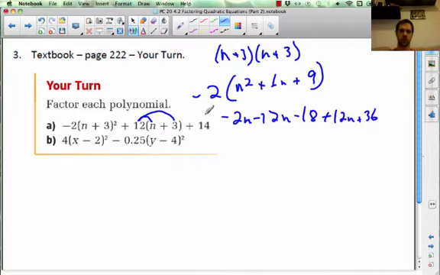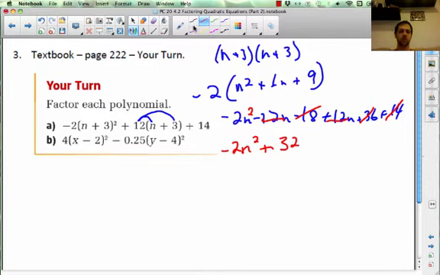And then finally, plus 14. Now we need to group all of our like terms, and there are no other squared terms, so minus 2n squared remains unchanged. Minus 12n plus 12n, those are gone. Minus 18 plus 36 is positive 18. Positive 18 plus 14 would leave us with positive 32.